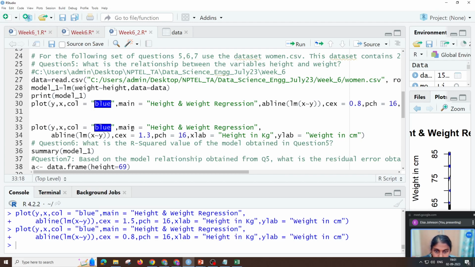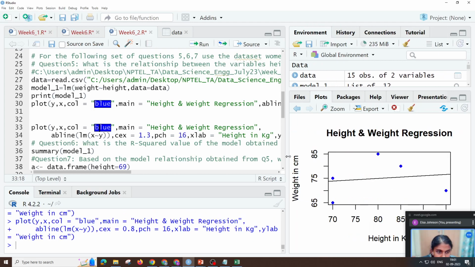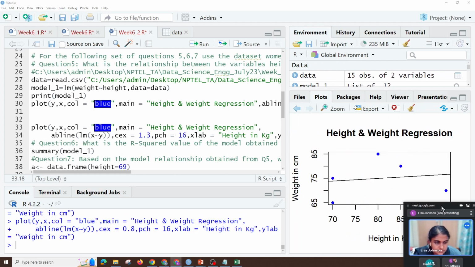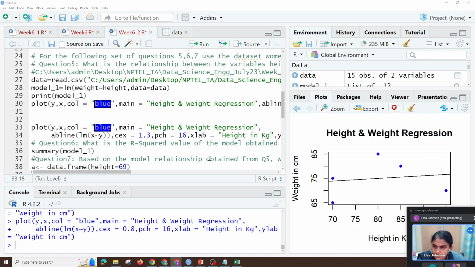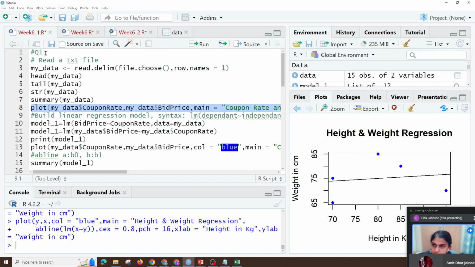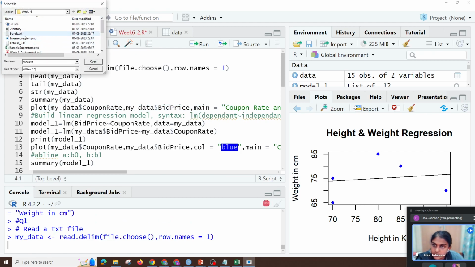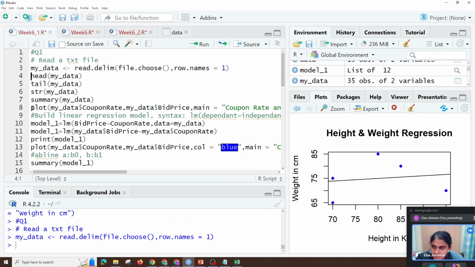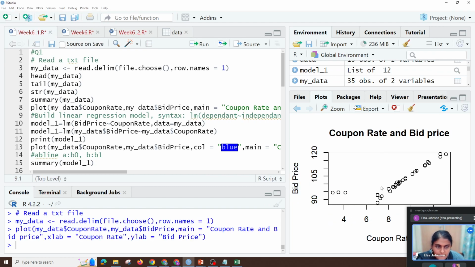Okay, then this is the plot which you are obtaining. This is the distribution. For the previous case, for our bonds data, I think we didn't plot that. If I just read that and plot it, then this is the plot for the coupon rate and bid price. This is different from the other one.